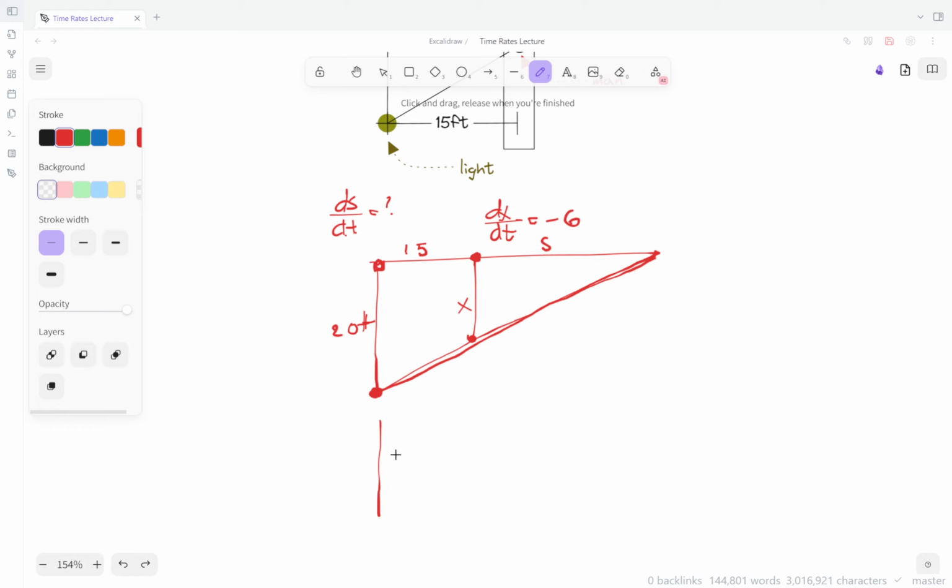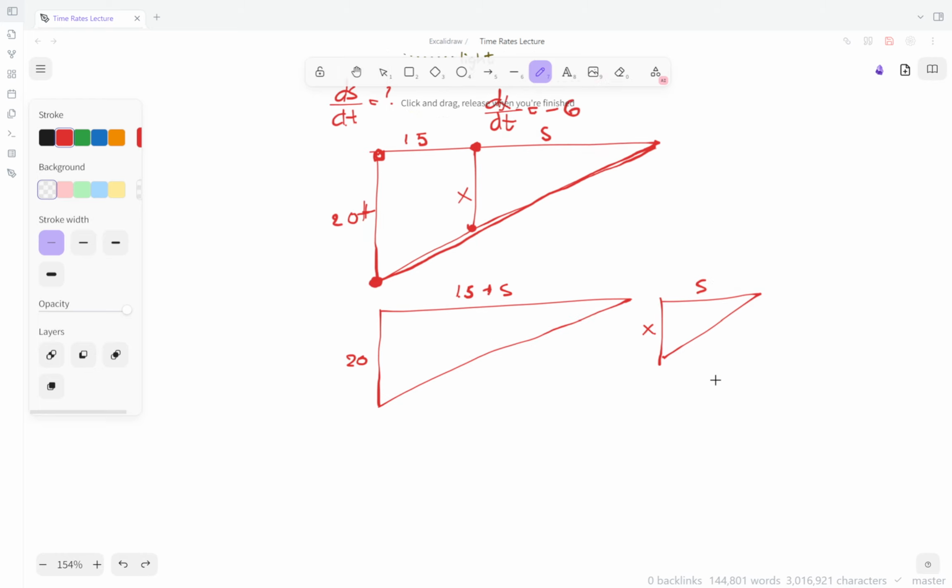When we see similar triangles, we have the bigger version and then the smaller version. You get 15 plus S, and you get 20 right there. Okay, that's the larger triangle. It's 15 plus S. How about the smaller one? The smaller one has the length S and then X.